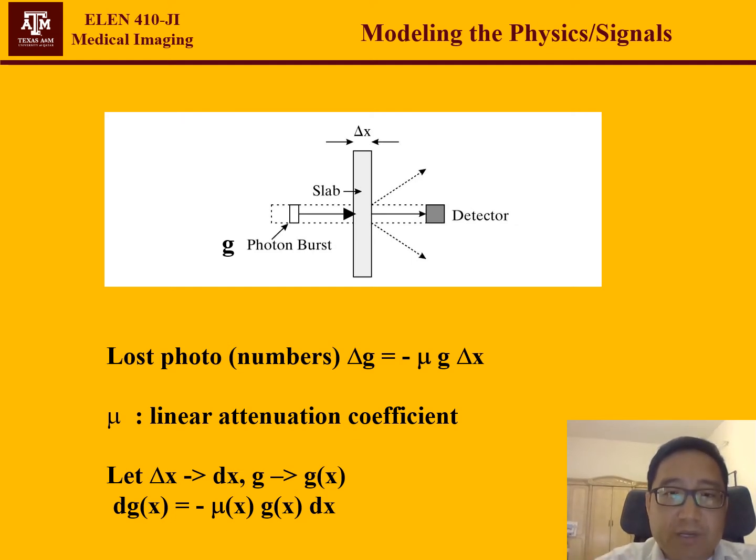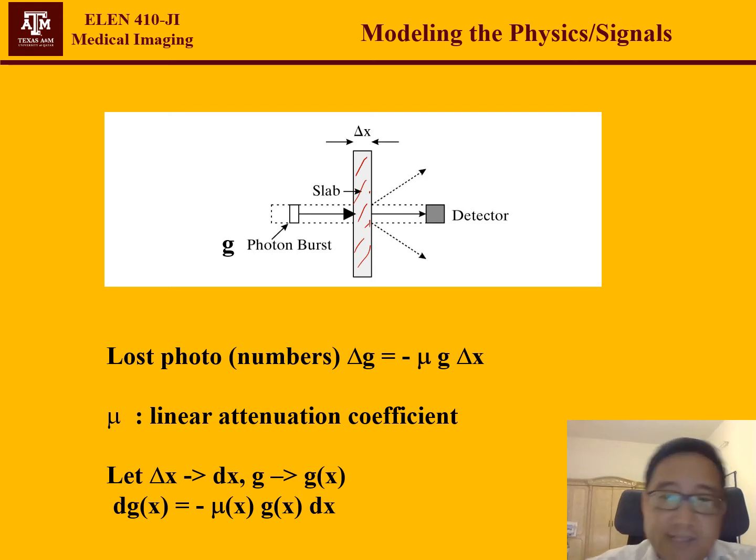This slab here in the middle is a model for a piece of a muscle, and you have an X-ray coming from the left side. Let's say G represents the number of X-ray photons, and while the X-ray goes through the slab, some of them will be absorbed, so they'll disappear. The others will actually be scattered.